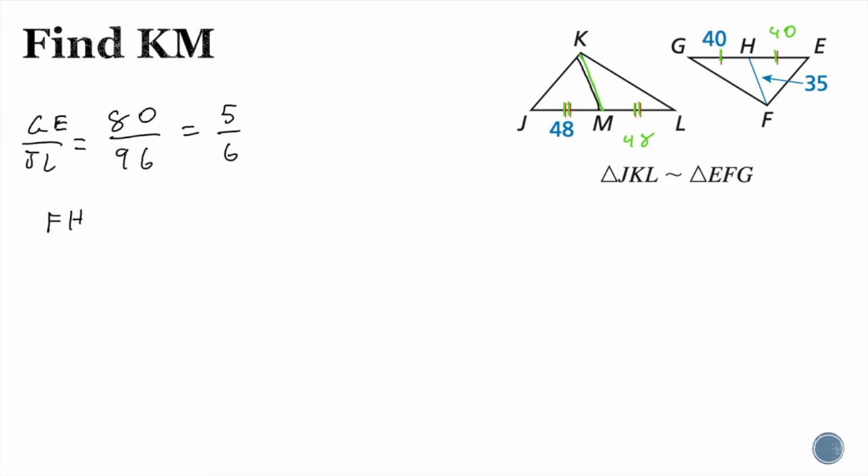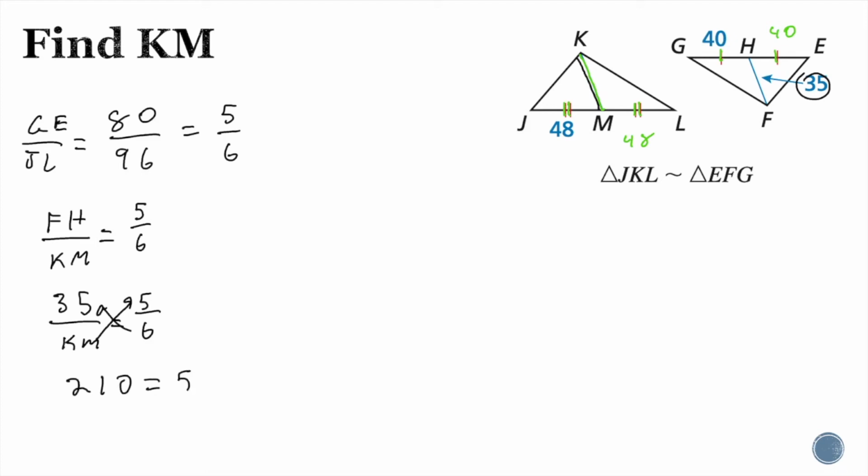I have FH divided by KM, and I know what the scale factor should be, which is the proportion 5/6. And I do know that FH is 35. And again, I will cross multiply one more time to get 210 is equal to 5 times line segment KM, divided by 5, and I get that KM is equal to 42.